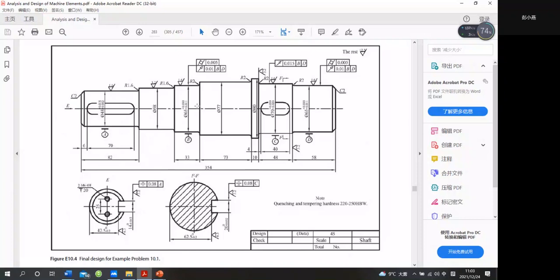And then you should consider the datum. For example, this is the datum A, B, C, D. You can refer to these datums on the example. And you should consider the fit tolerance. This is for the bearing. The bearings and the shaft, you can choose the fit tolerance like this. And for where the coupling and the gears are mounted, you need to consider the fit tolerance too. Okay.